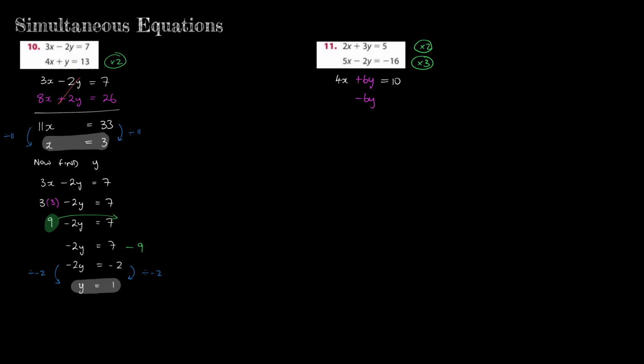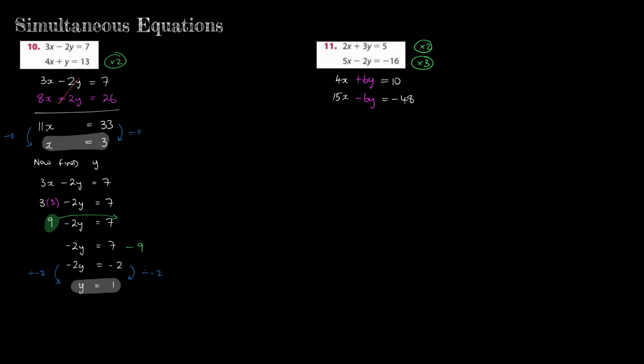For the second equation, 3 times 5x will give me 15x. 3 times negative 2y gives me negative 6y. And 3 times negative 16 will give me negative 48. Let me just make sure that negative 48, all right, yeah.